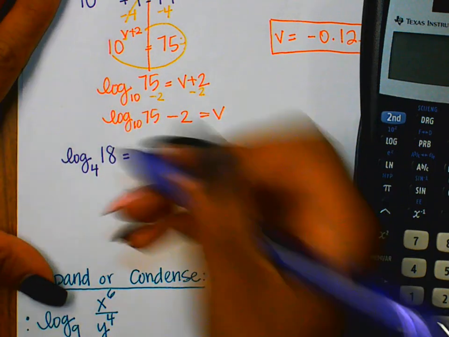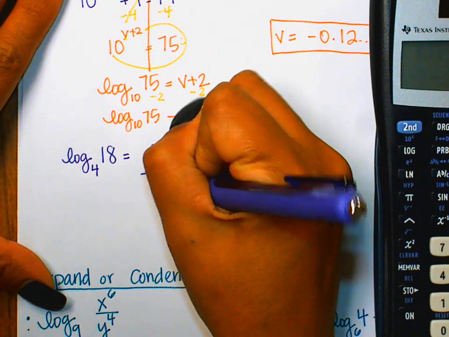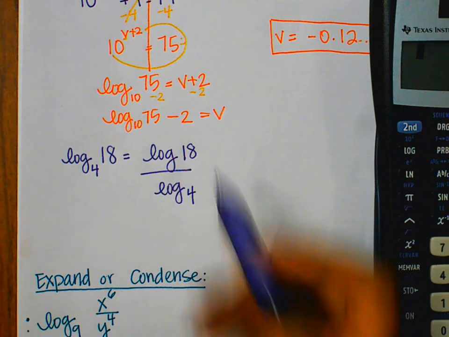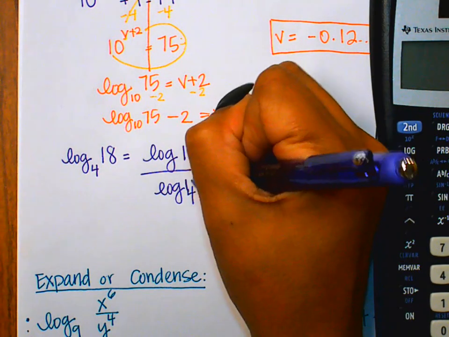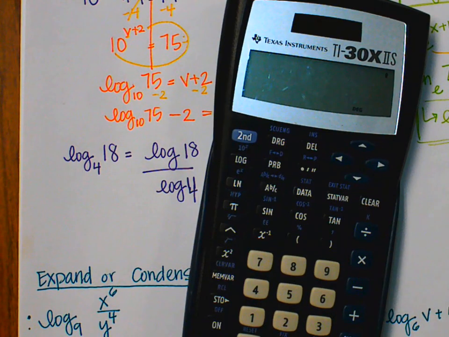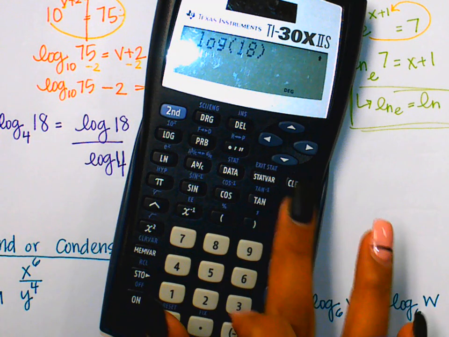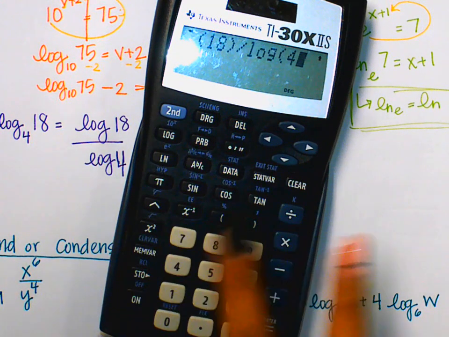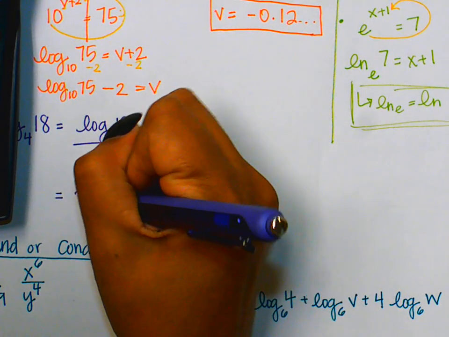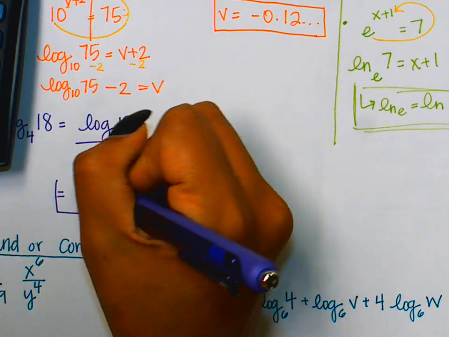So this is just going to look like log of 18 over log of 4. Now, when you do the change of base formula, you can pick whatever base you want. That's a big one. So why not use 10 so that you can use your calculator? So you're just going to do log of 18 divided by log of 4, which equals 2.08. Everything for this test will be 2 decimal places.